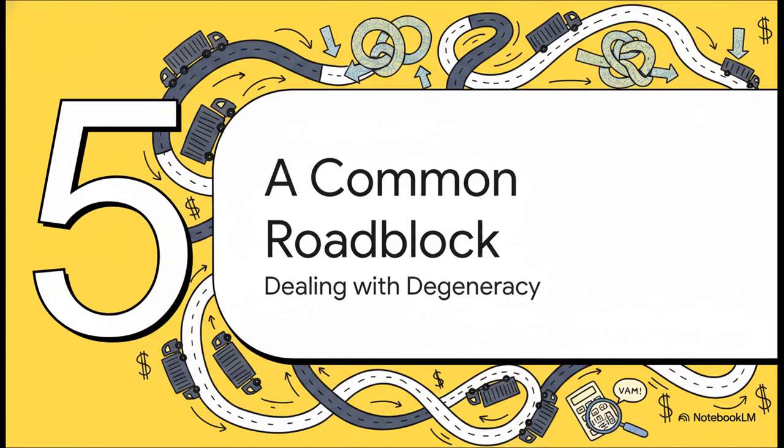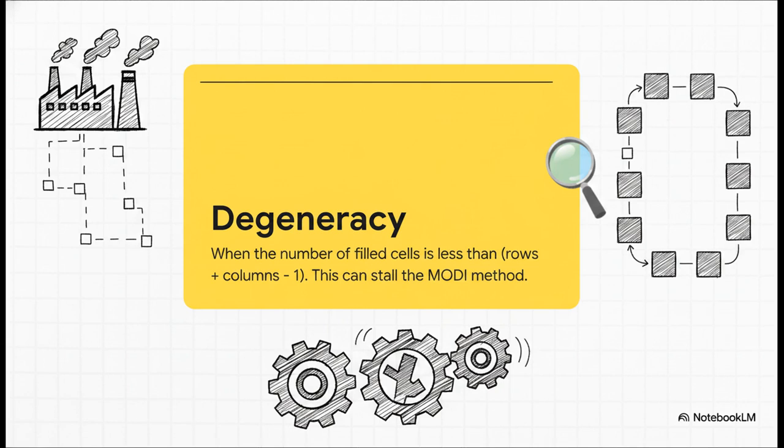Now, of course, no system is perfect. Let's talk about a common roadblock that can sometimes pop up during this process. A situation that's called degeneracy. Degeneracy basically happens when you have too few active shipping routes in your plan. Remember how MODI needs to trace that closed loop through the occupied cells? Well, if there aren't enough occupied cells, it just can't draw the loops it needs to test for savings. The whole optimization process just grinds to a halt.